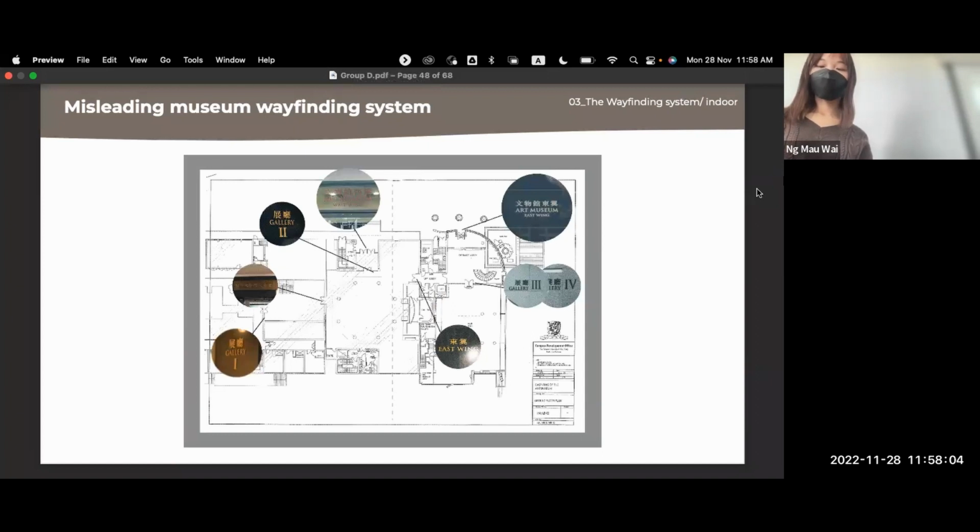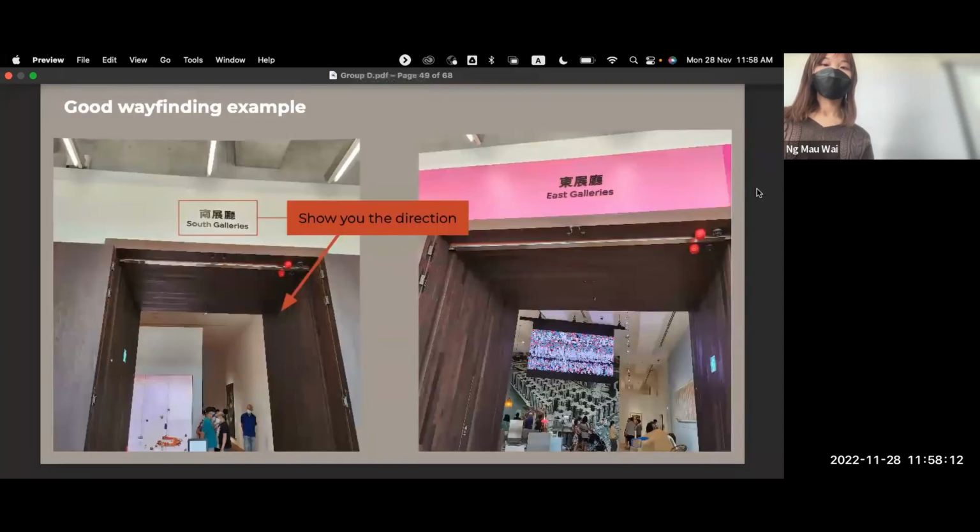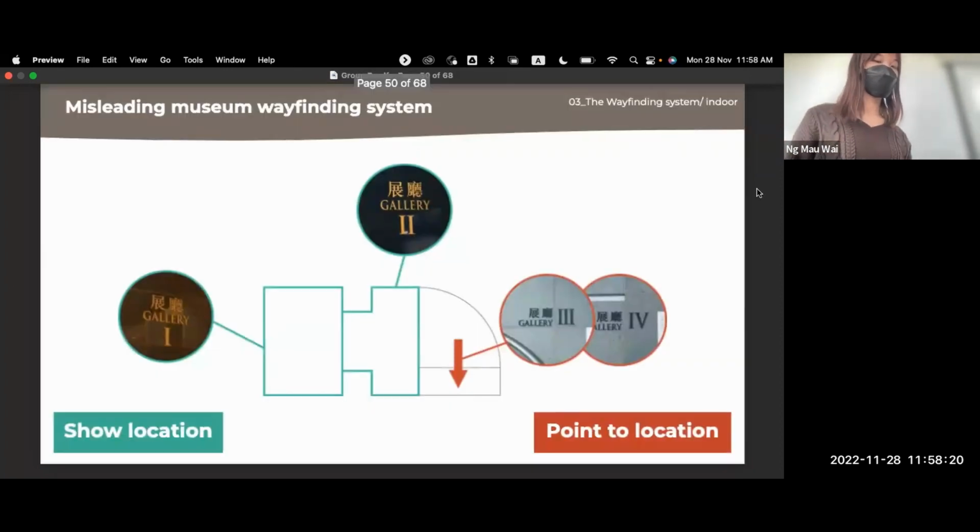So first of all, misleading museum wayfinding system. To make it clear, we list out all the signage that is already existing in the museum. The amount is enough and clear, but the usage is comparably weak. Usually, in a good wayfinding system, the signage tells you the direction, where you are going, but not where you are at. But in the art museum, even the same kind of signage serves different kinds of logic and uses.